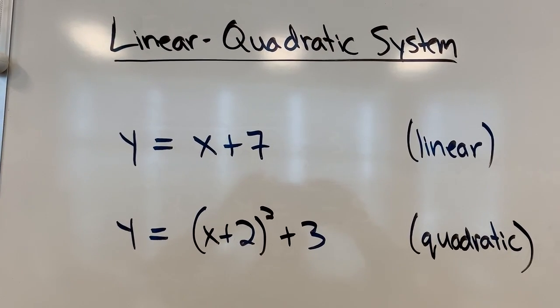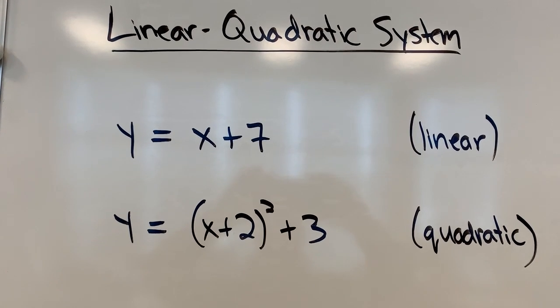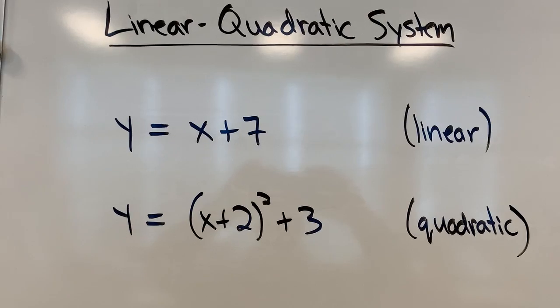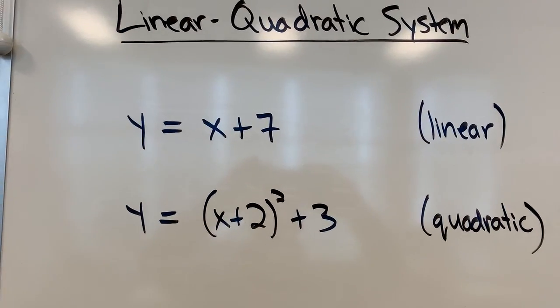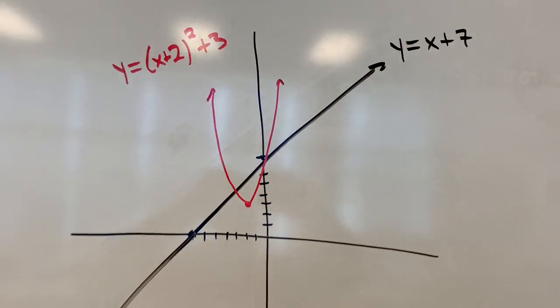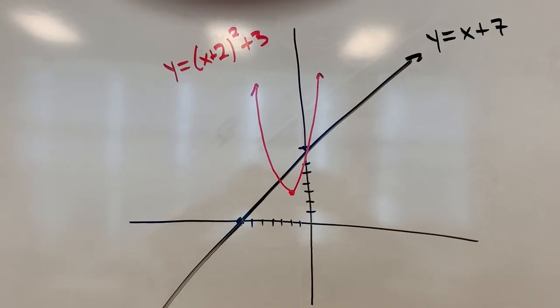A slope of 1, a y-intercept of 7, I can draw that. And the bottom one is in vertex form, so we can see the vertex will be at -2, +3, and the parabola should face up. And so I drew those here, one in black, one in red, just so you could see them easier.